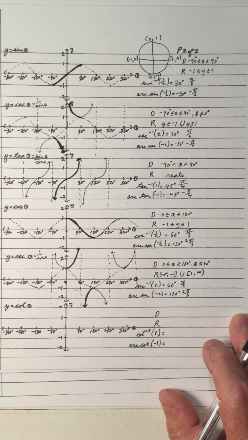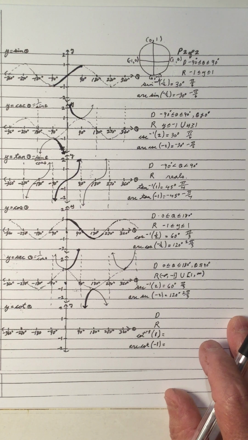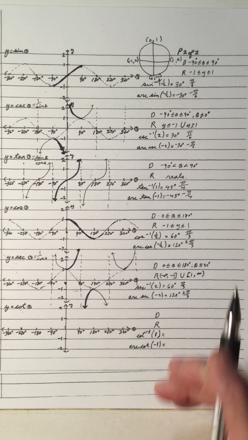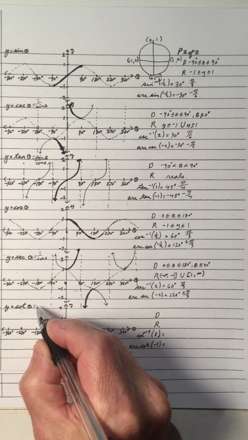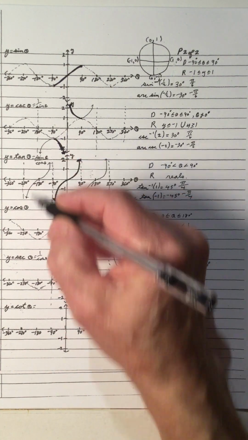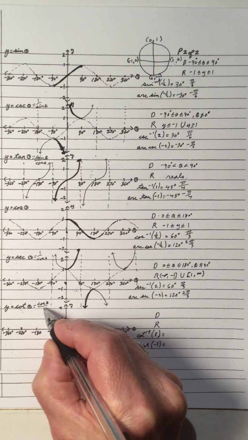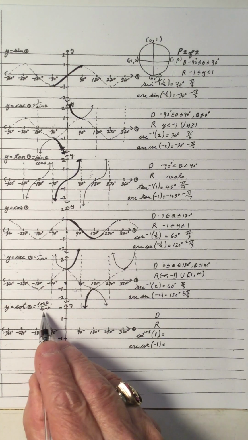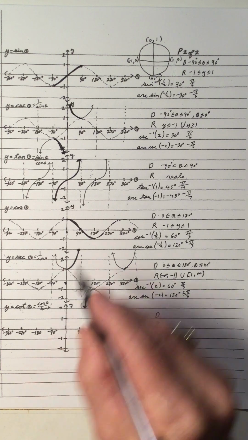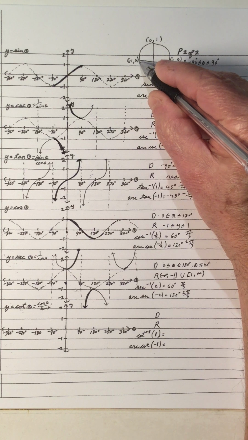Now let's do y equals cot. Tan is sine over cos, so cot is the reciprocal, cos theta over sine theta. So cot is undefined when sine is 0. Sine of 0 is 0, so y is 0 at 0 and 180.